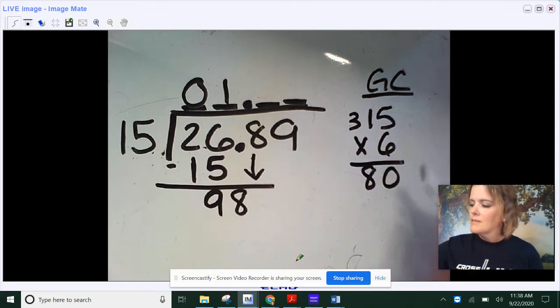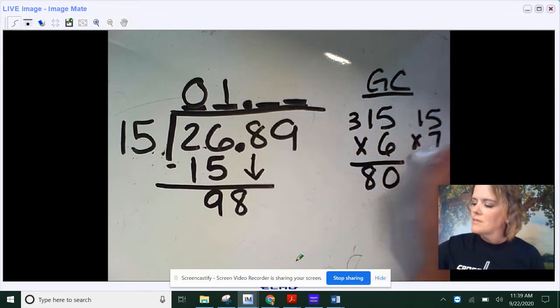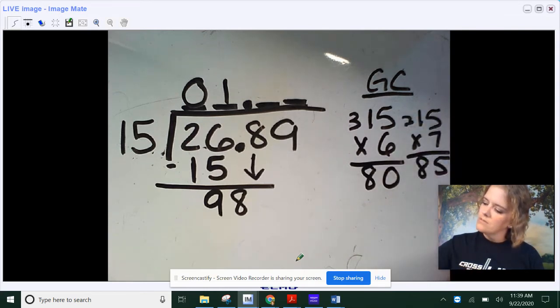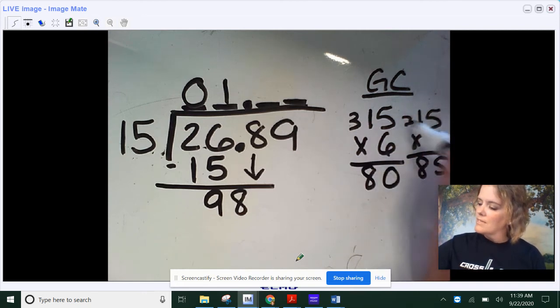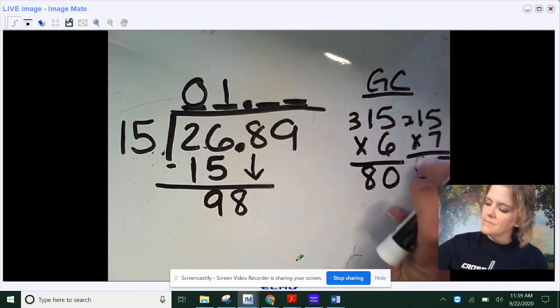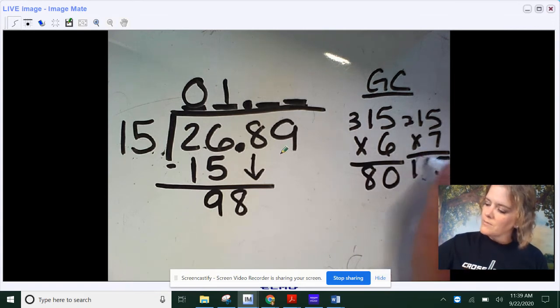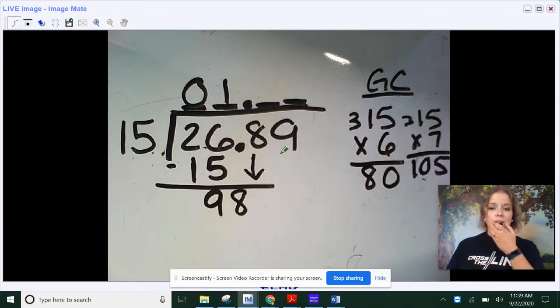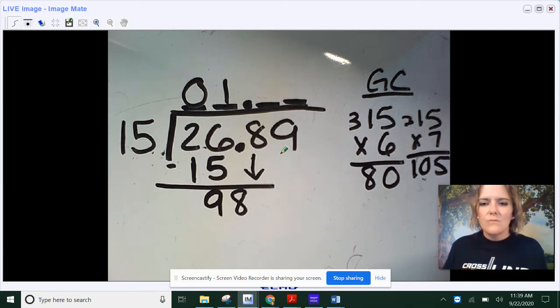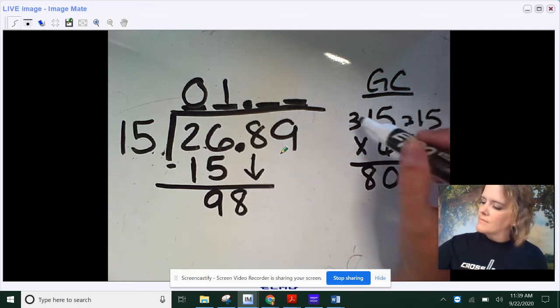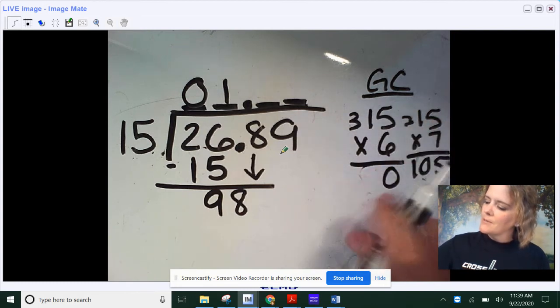80, but I can get closer, right? So that means I'm going to do 15 times 7, 5, 30. Wait, what did I do wrong? Because it should be more than that. What am I missing? 7, 8, 9, 10. Oh, 7, 8, 9, 10. See? Too early in the morning for me, I guess. 105. Which is still not right. So it should be 95. This is 90. Here we go.